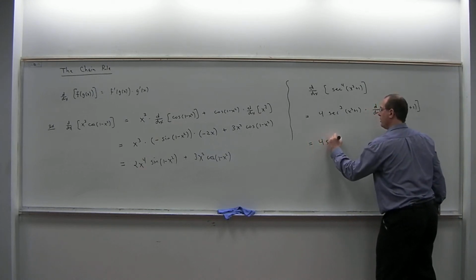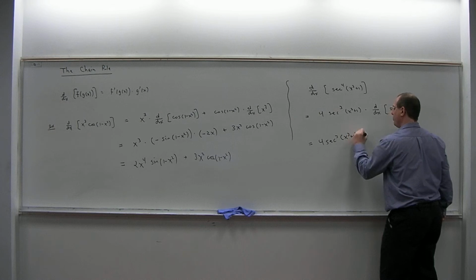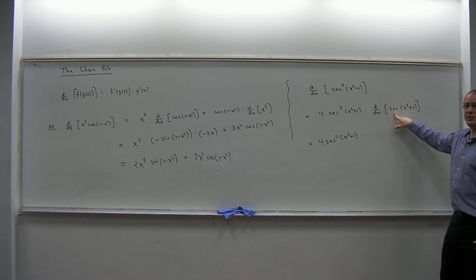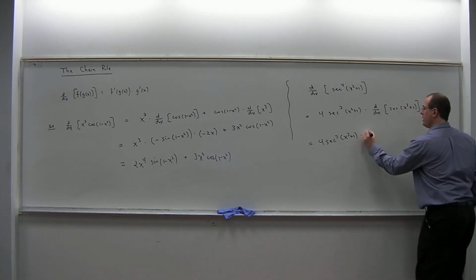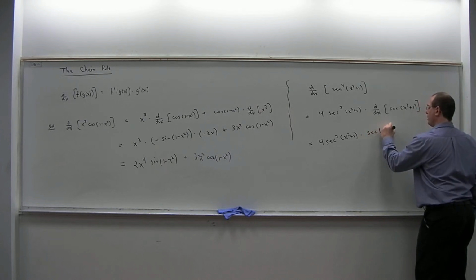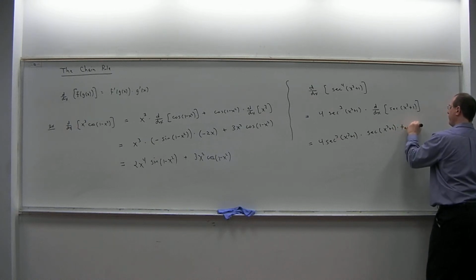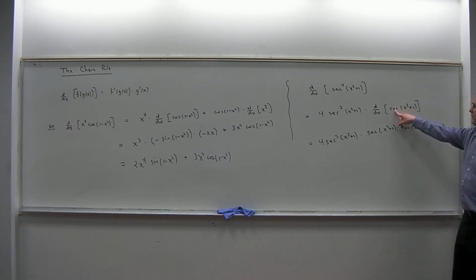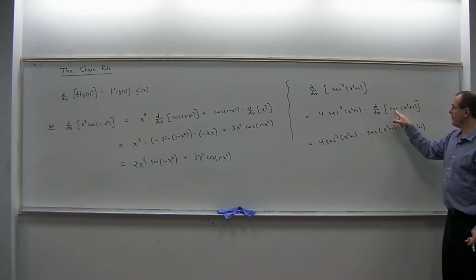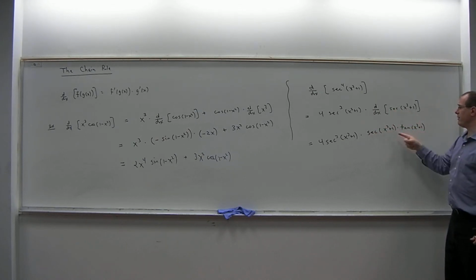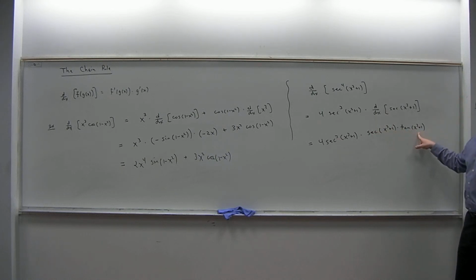So 4 secant cubed of x cubed plus 1 times. The outside function is the secant function. The derivative of secant x would be secant x times tangent x. So what I want is secant of g of x times tangent of g of x. That's the derivative of the secant, the outside function, leaving the inside in. So the derivative of secant is secant times tangent, and I want to leave the inside function in, so secant g of x, tangent g of x.